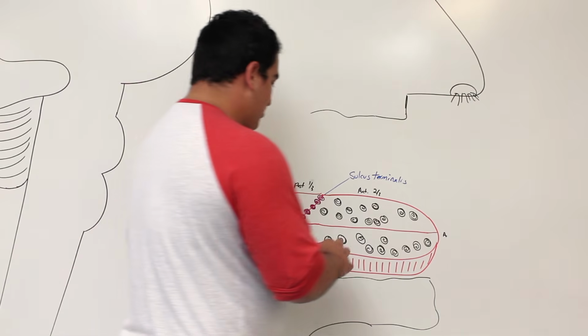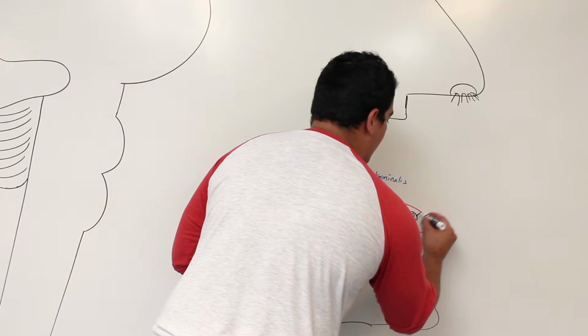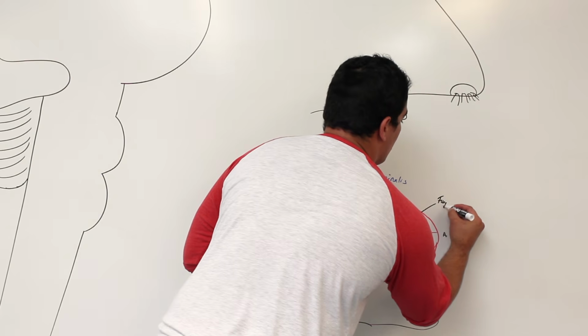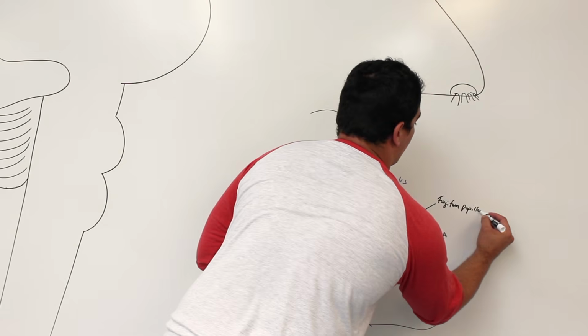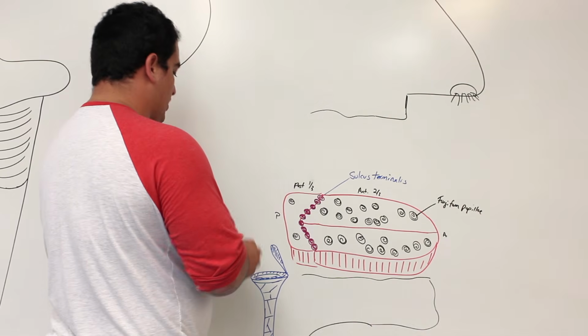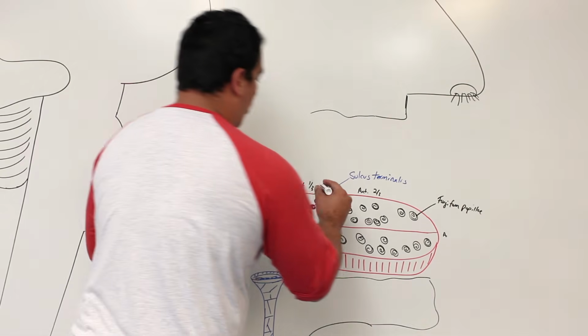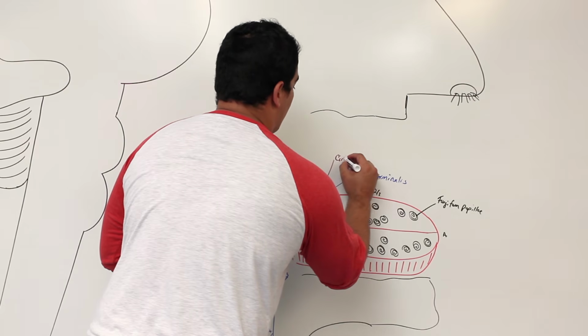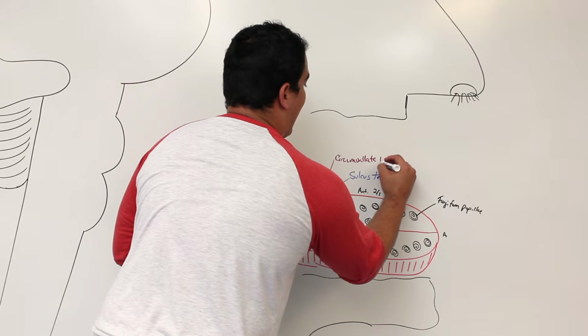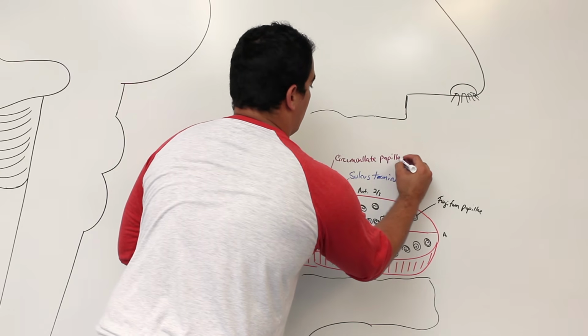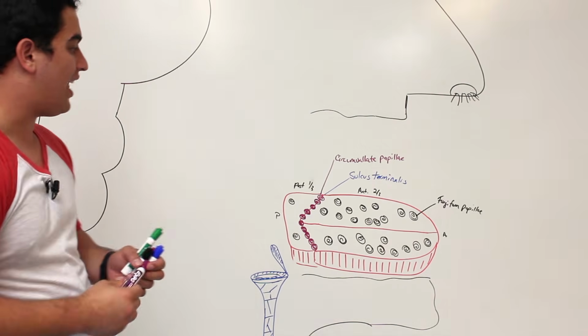So, okay, what are these black ones here called? These black ones here are called the fungiform papilla. And then these maroon ones here are going to be what's called the circumvallate papilla. Alrighty, so that's the circumvallate papilla.